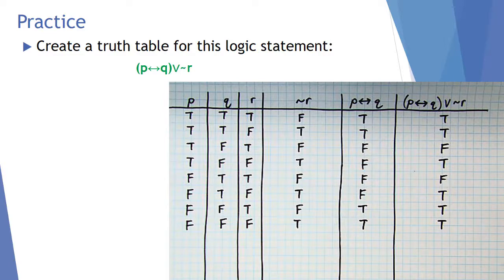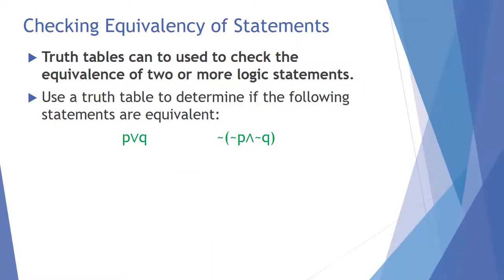But here's the last problem of this lesson. Let's use a truth table to determine whether these two statements are equivalent or not equivalent. That is to say, P or Q versus the negation of P and the negation of Q. That's kind of a mouthful. Let's set up our table.